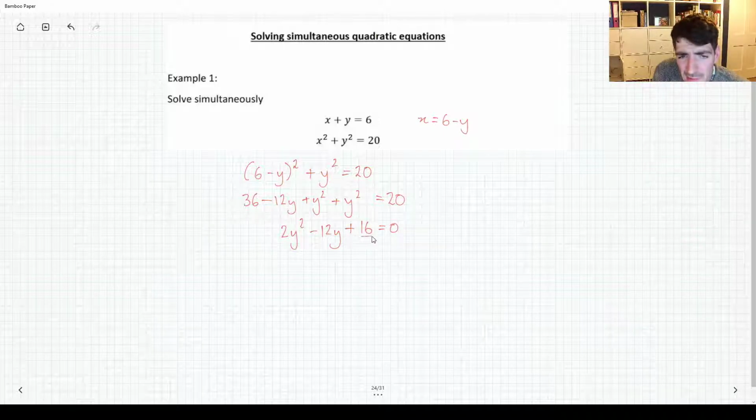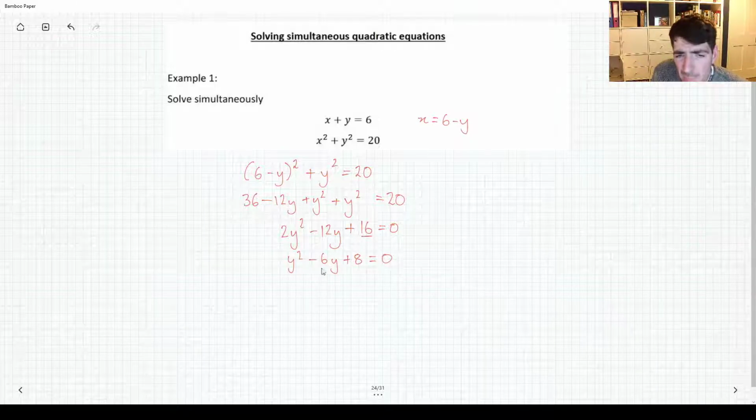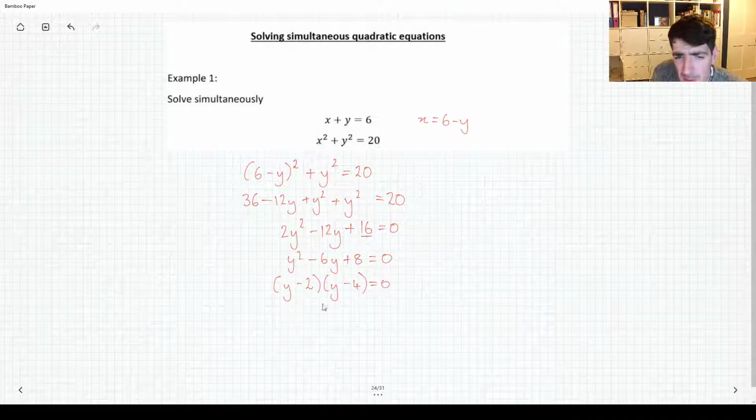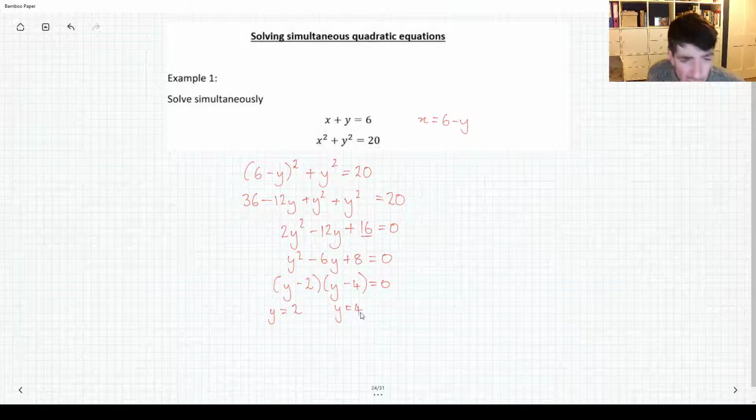This 16 has come from the 36, subtract 20. Now we've got a common factor of 2, so here you can divide everything by 2 and say y squared minus 6y plus 8 equals 0. And solving a quadratic, this one we can factorise, (y minus 2)(y minus 4) equals 0, giving us y equals 2 and y equals 4 as our solutions for y.